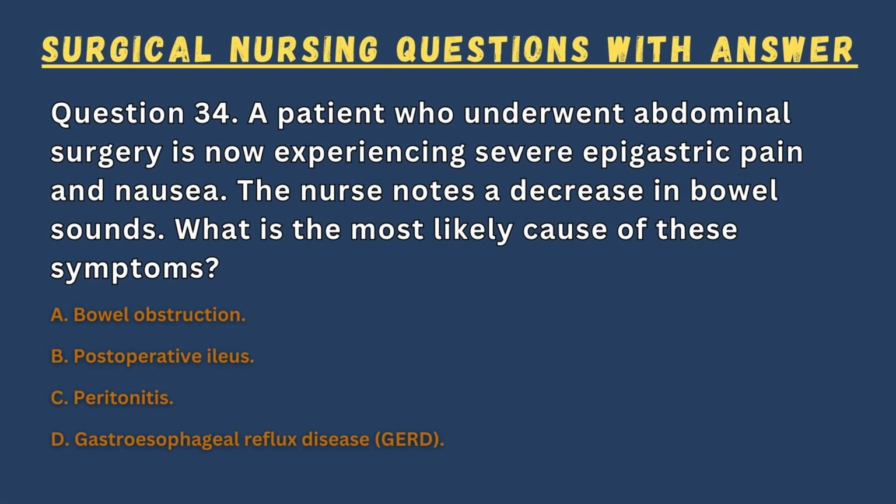Question 34. A patient who underwent abdominal surgery is now experiencing severe epigastric pain and nausea. The nurse notes a decrease in bowel sounds. What is the most likely cause of these symptoms? A. Bowel obstruction. B. Postoperative ileus. C. Peritonitis. D. Gastroesophageal reflux disease, GERD.